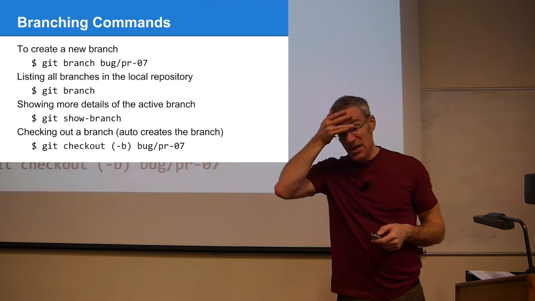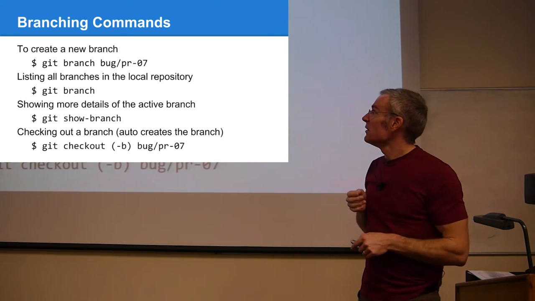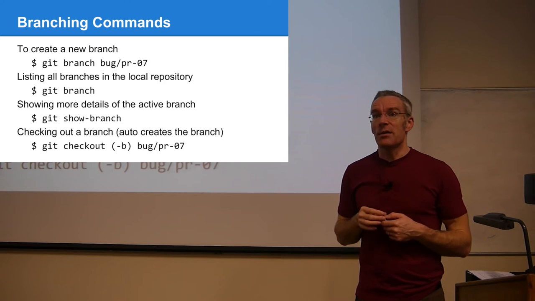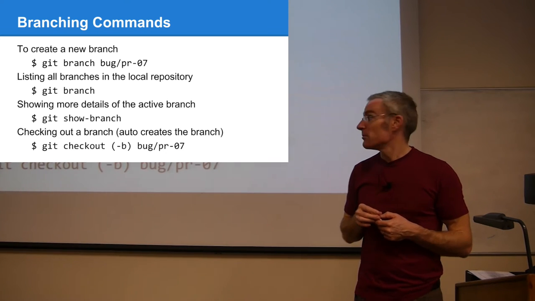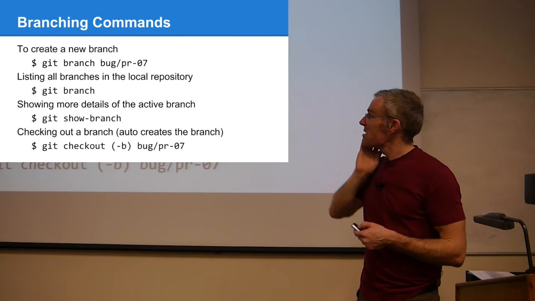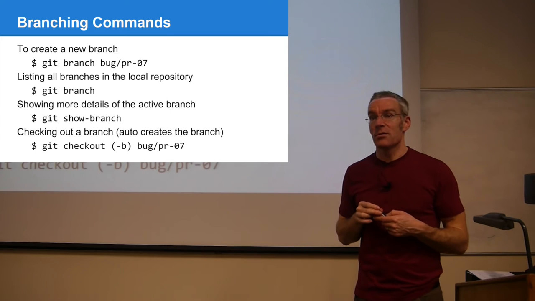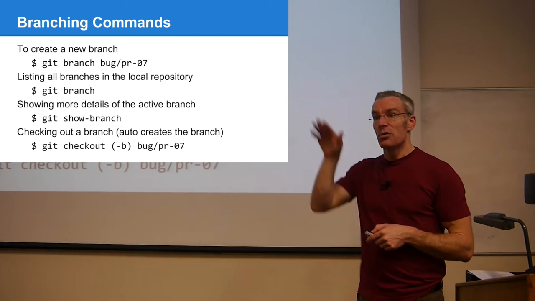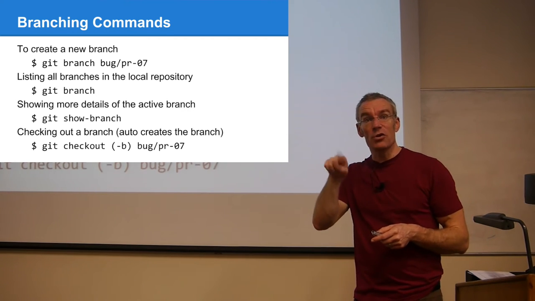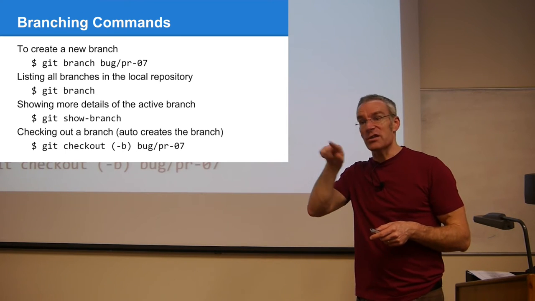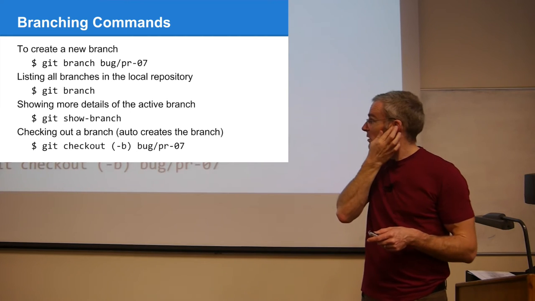Right, so here's the key commands, and I'll show you an example in a minute. Create a new branch: git branch, and then give it a name. Easy, isn't it? If you want to list all the branches that are available in your local repository, git branch will list them all, and there'll be an asterisk against your active branch.